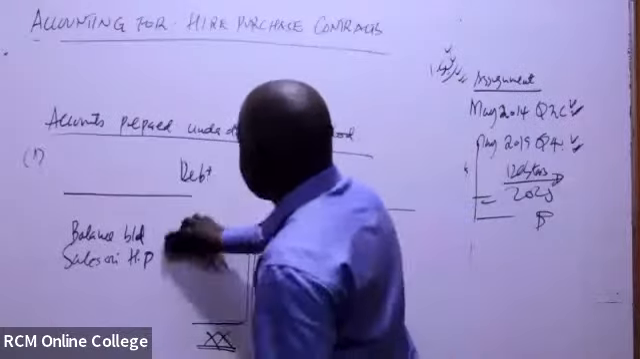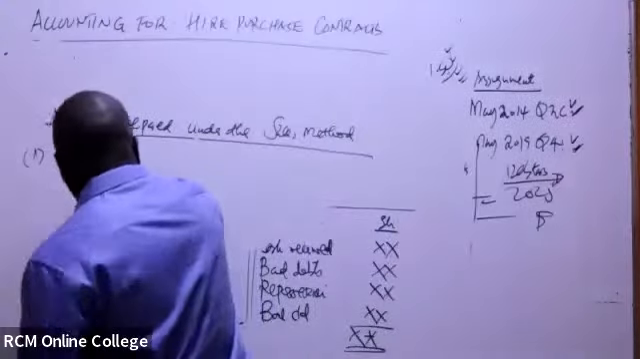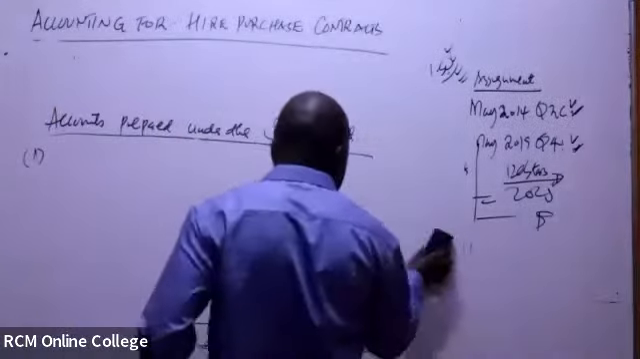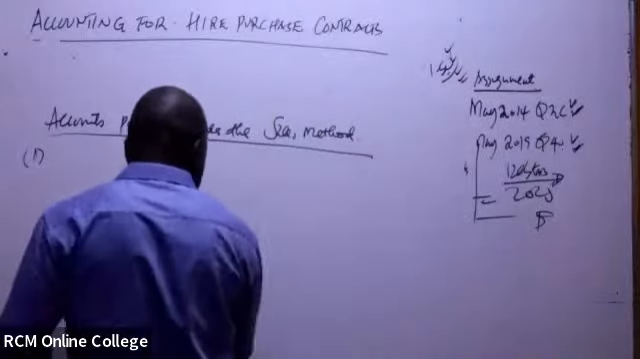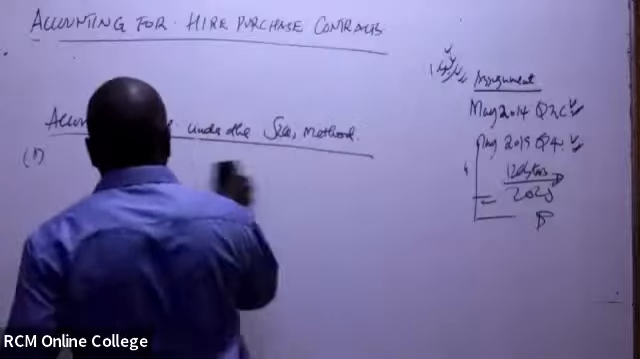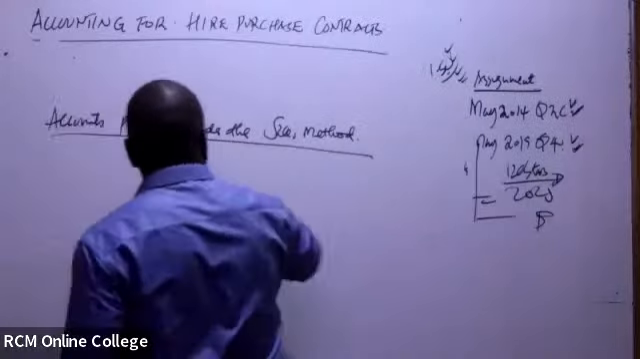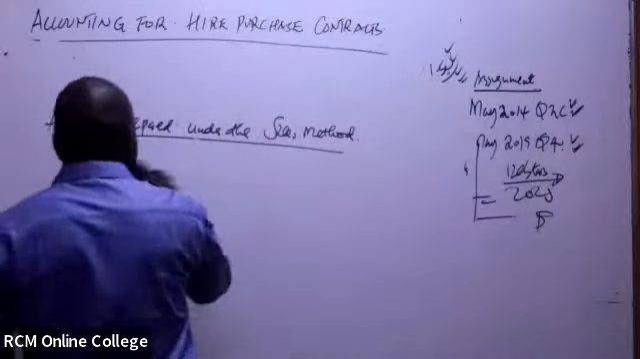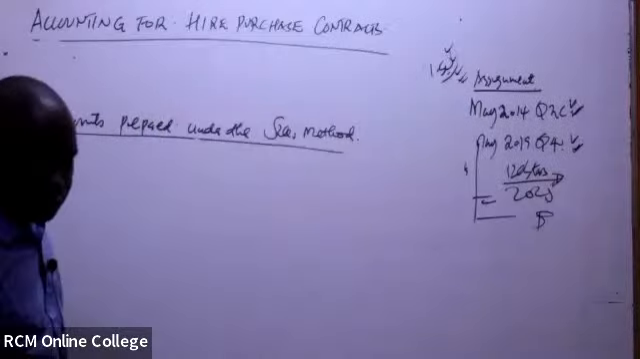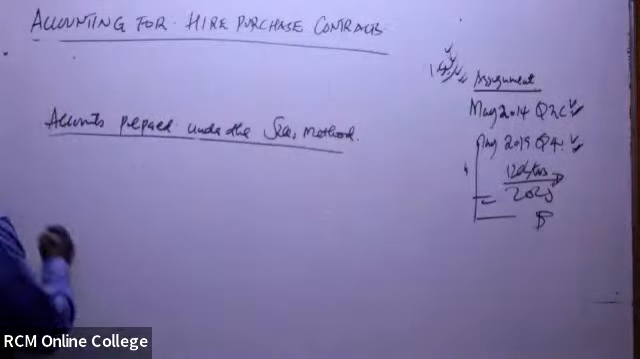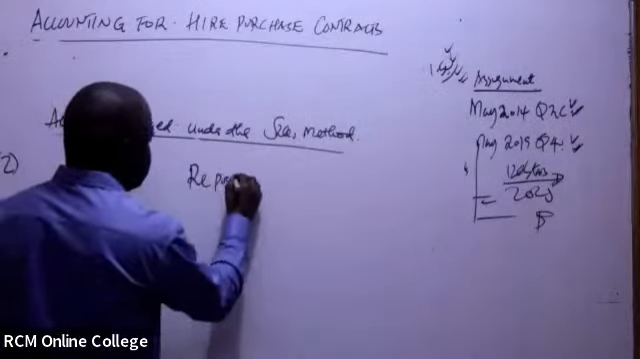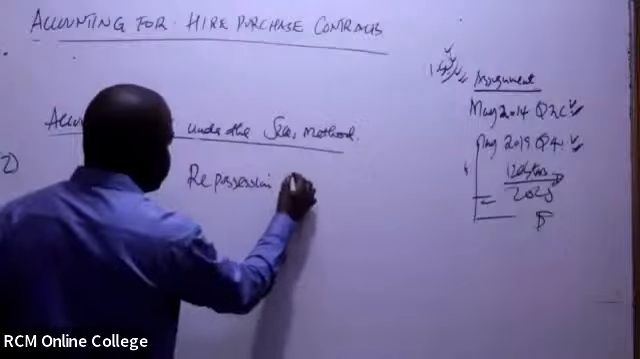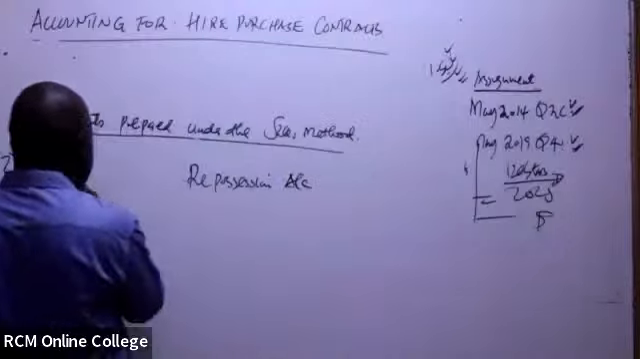So we can look at another account. That is number one. We can look at account number two that will be prepared to assist in this accounting. In this case, number two, what we call the repossession account. Repossession account.